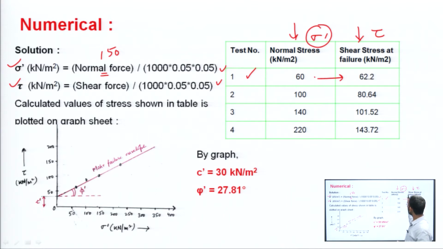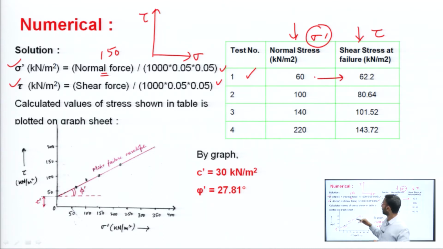So when you are trying to plot this, a graph is plotted between the normal stress and the shear stress, and when this graph is plotted you can simply find the points. Let us say the very first point, for 60, the corresponding value coming is 62.2. So if you take this 60 and move up, it is 62.2. So this is the very first point, then second point, third point and fourth point. Correspondingly you will draw the best fit line. So in this case this is the Mohr failure envelope.